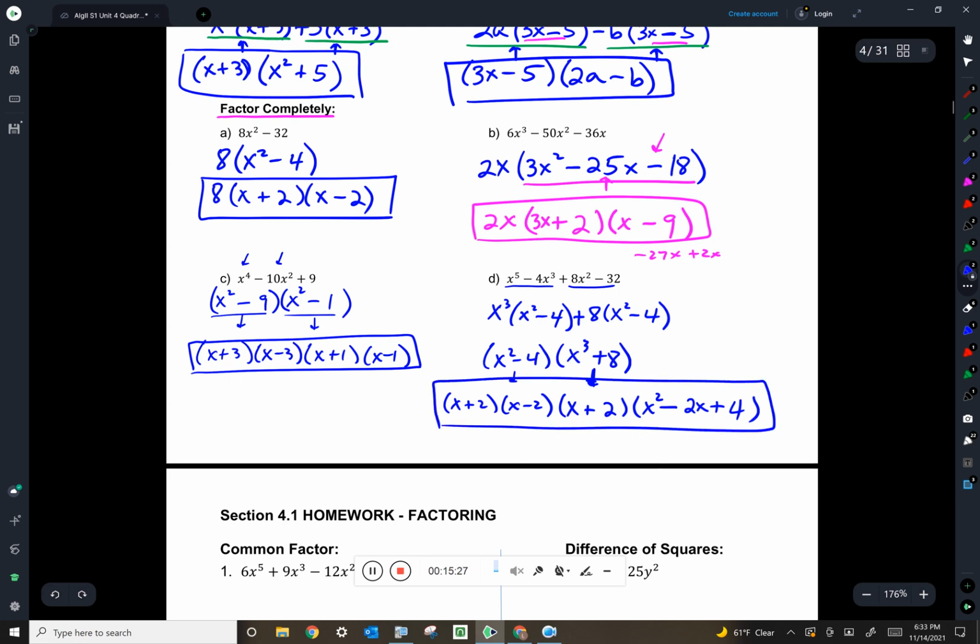So first I did grouping, and then I did difference of squares, and then I did the sum of cubes. Whew, that's just a lot of fun. Okay, so that's the final set of notes for section 4.1.